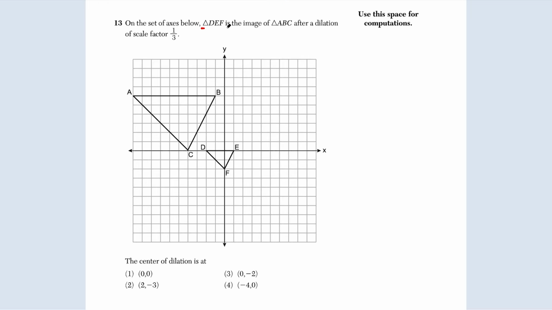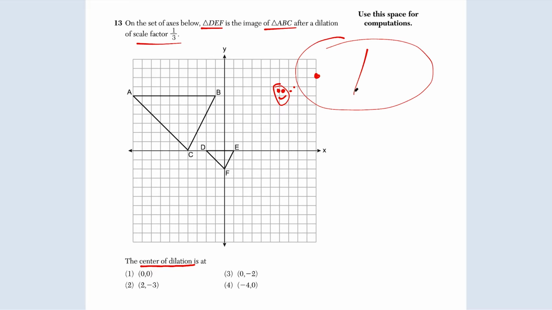Question 13, we have triangle DEF is the image of triangle ABC after a dilation of scale factor 1/3. So we want to find the center of dilation in this question. Now, one thing that I imagine with questions like this is that when we have a triangle and a center of dilation, so here's our center, and I'll just draw some triangle out here like this. So here's our triangle. What I imagine is that I connect a dotted line in my head from the center to each of the 3 points of the triangle. Okay, and that's the pre-image. This is the one that we're actually dilating here.